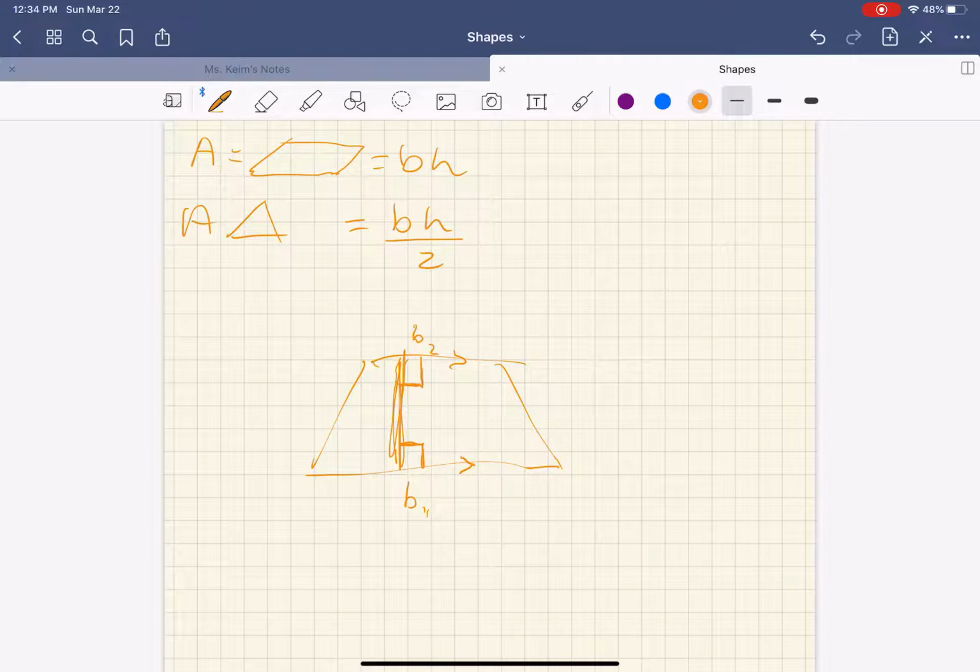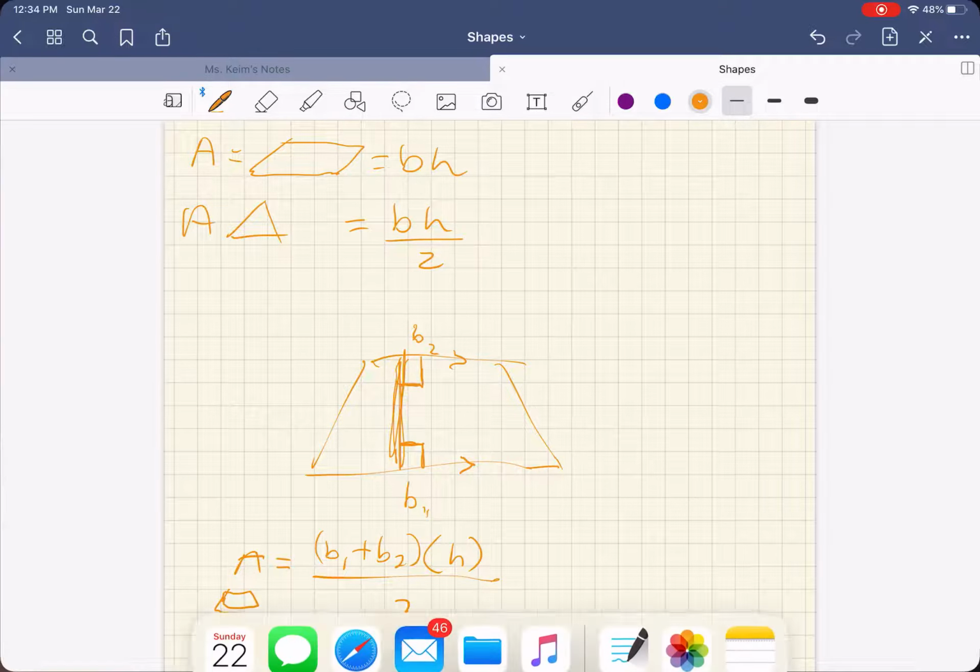And so let me give you the formula. The formula for finding the area is, area of a trapezoid is base 1 plus base 2 times your height divided by 2. Once again, like I said with the triangles, that's a weird looking formula. Like, it doesn't inherently automatically make much sense.